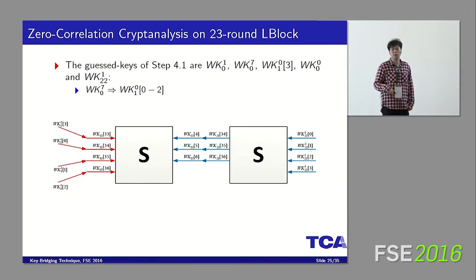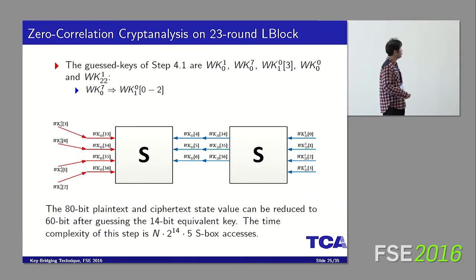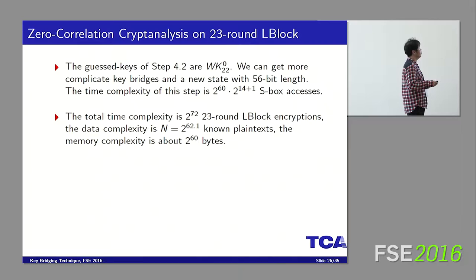The 80-bit plaintext and ciphertext state value can be reduced to 60 bits after guessing the 14-bit equivalent key. The time complexity of this step is like this. The guessed keys of step 4.2 are WK2 and so on. We can get more complicated key bridges and a new state with 56-bit length. The time complexity of this step is like this. The total time complexity is like this.